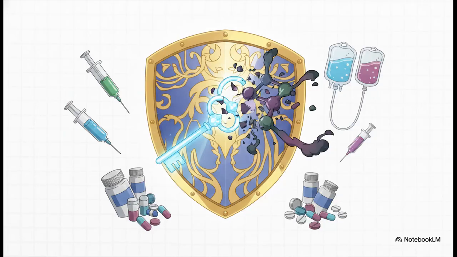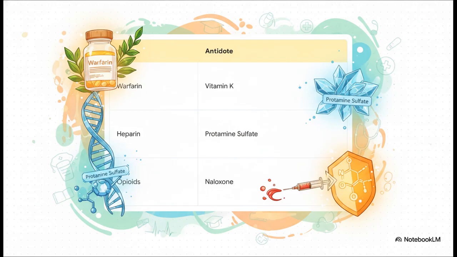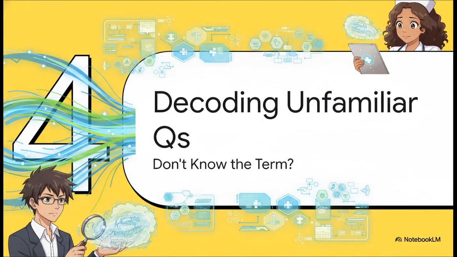And hey, speaking of safety, here's another category the HESI is absolutely obsessed with: antidotes. Knowing these is a huge deal because they are critical, time-sensitive, life-saving interventions. And you better believe these three pairs show up constantly. Warfarin gets vitamin K, heparin gets protamine sulfate, and opioids get naloxone. This is just one of those things you gotta know cold. It's free points.